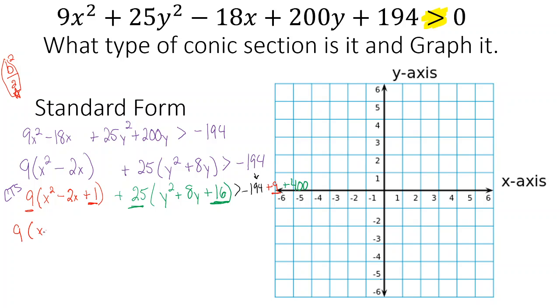So now let's simplify that a little bit. 9 times x minus 1, remember, perform the CTS, plus 25 times y plus 4, again the CTS, is greater than, and now we'll take our 400 plus 9 minus 194 gives us 215. Really, 215. I didn't think it was going to come out. I was thinking 225. Okay, anyways, that's ugly.